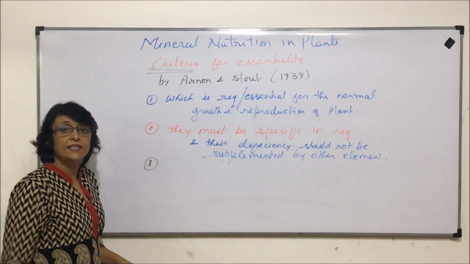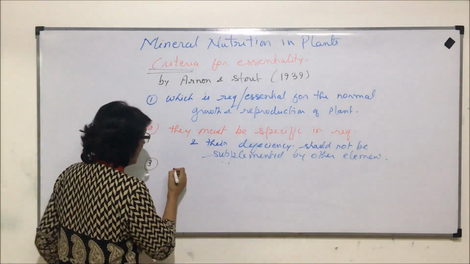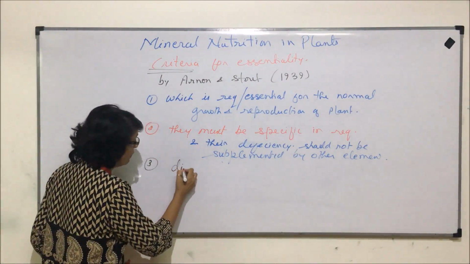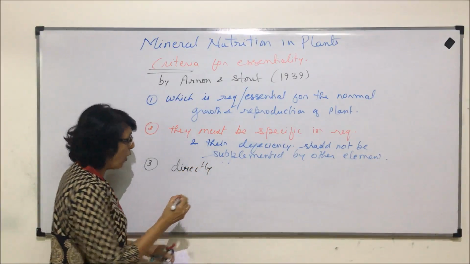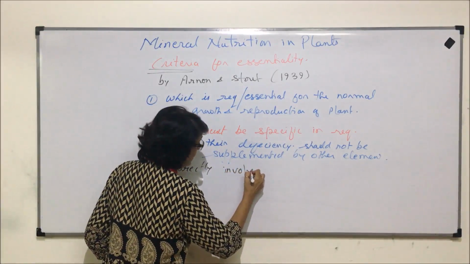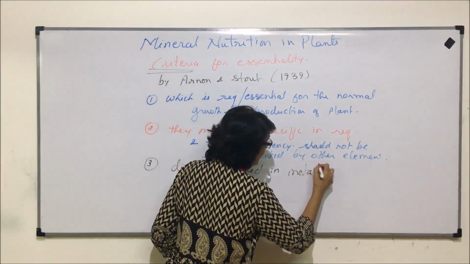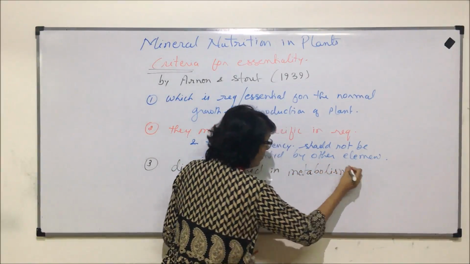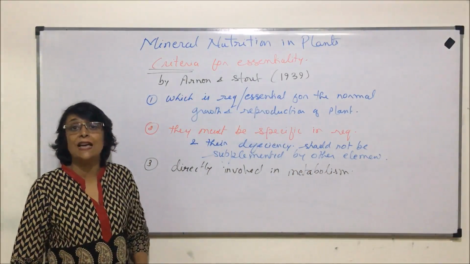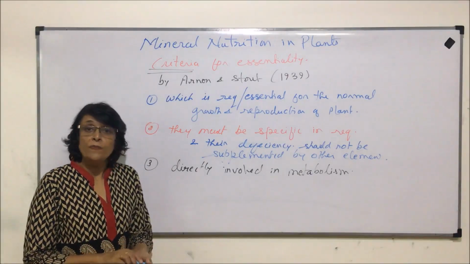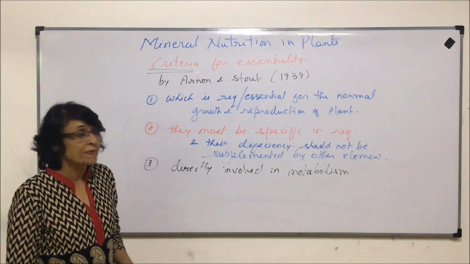Third criteria is they must be essential for metabolic activities. So we write it as they must be directly involved in metabolic reaction or in metabolism. Now, after we have understood that there are 17 elements which are considered as essential, should we be knowing how many elements are actually found in the plant?